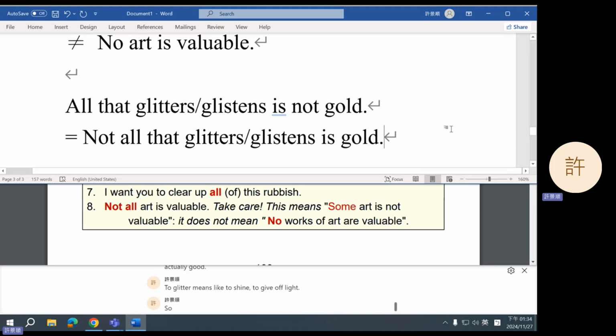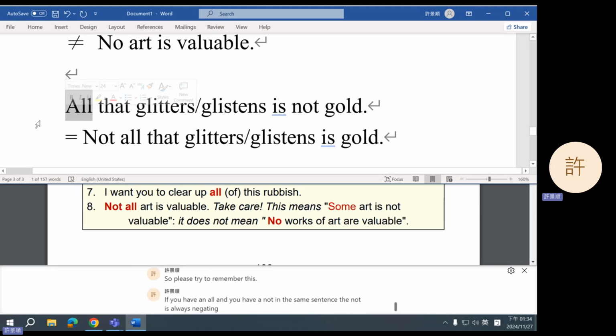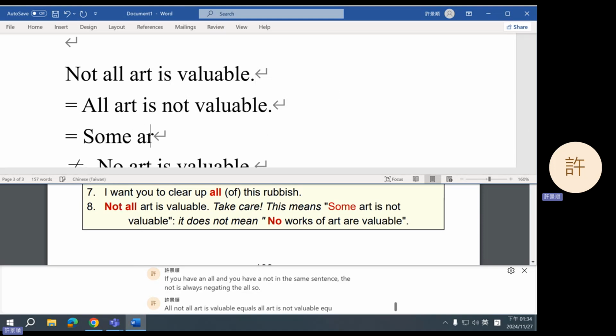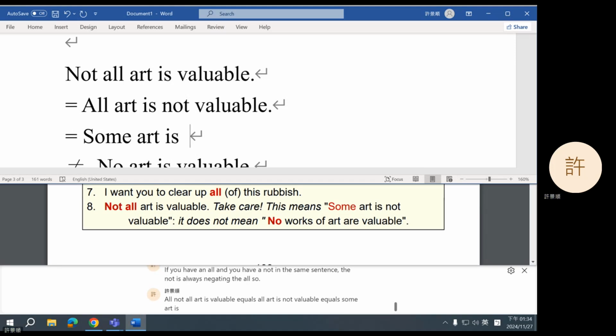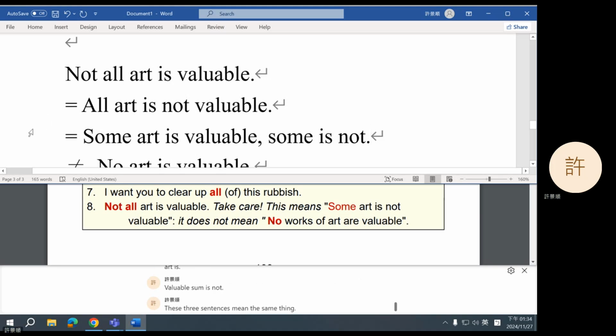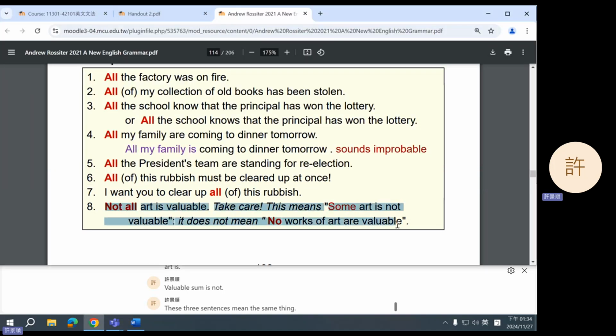So please try to remember this. If you have an all and you have a not in the same sentence, the not is always negating the all. So not all art is valuable equals all art is not valuable equals some art is valuable, some is not. These three sentences mean the same thing. And this is what the textbook is saying. Not all art is valuable means some art is not valuable. It does not mean no works of art are valuable.